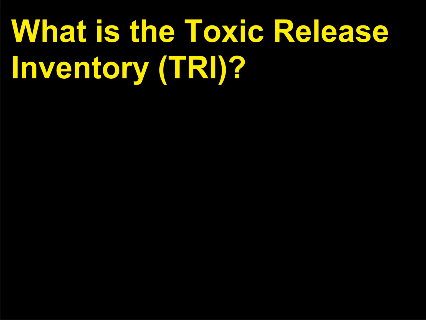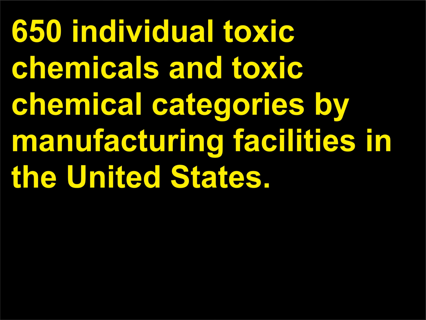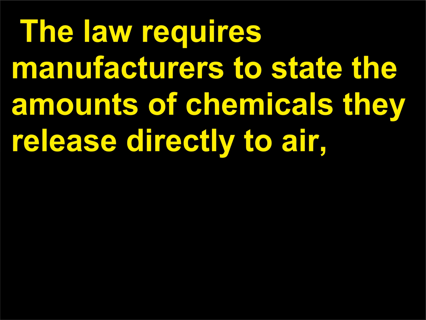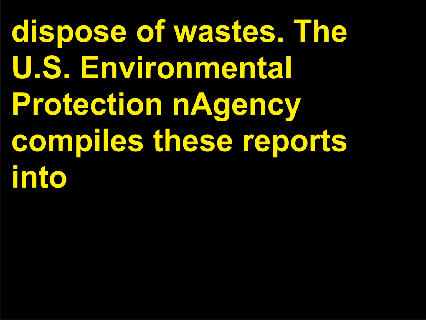What is the toxic release inventory, TRI? TRI is a government-mandated, publicly available compilation of information on the release of nearly 650 individual toxic chemicals and toxic chemical categories by manufacturing facilities in the United States. The law requires manufacturers to state the amounts of chemicals they release directly to air, land, or water, or that they transfer to off-site facilities that treat or dispose of wastes.